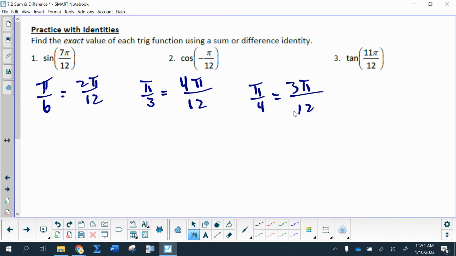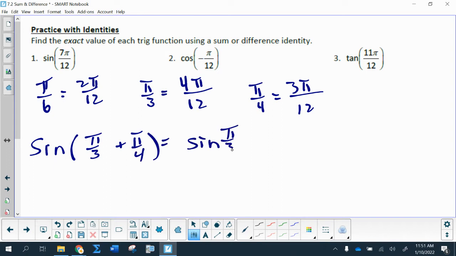So if you at least start with these three main angles, then it'll help you figure out, can I get this from these two? And actually I can see it right here. 4 pi over 12 and 3 pi over 12 add to 7 pi over 12. So sine of 7 pi over 12 would be sine of pi over 3 plus pi over 4. So then you use the sine addition formula. Sine of pi over 3 cosine of pi over 4 plus cosine of pi over 3 sine of pi over 4.